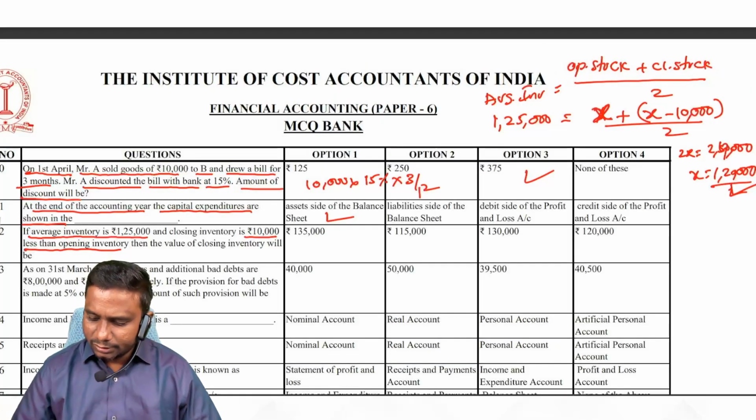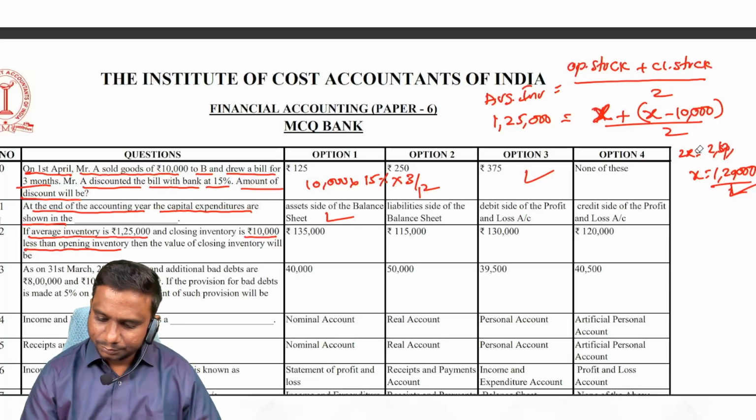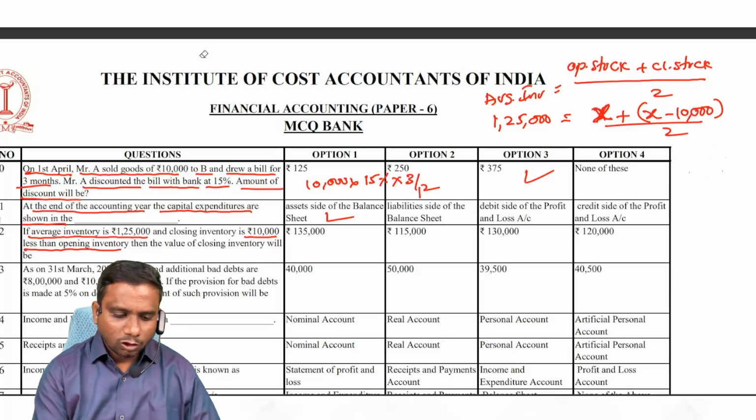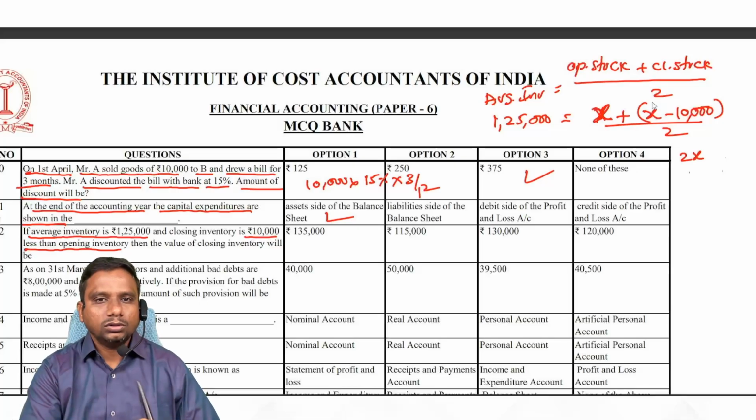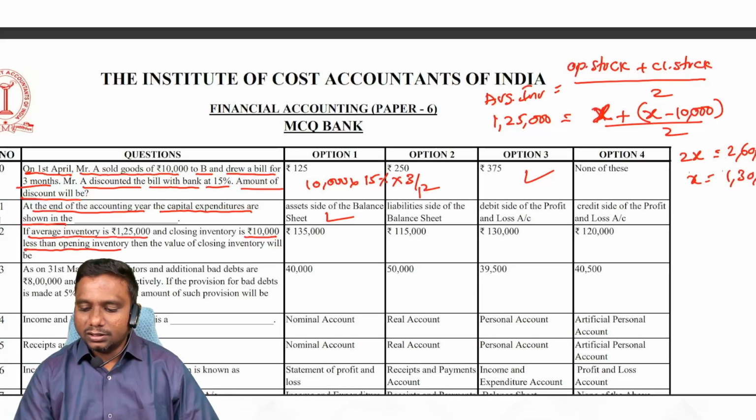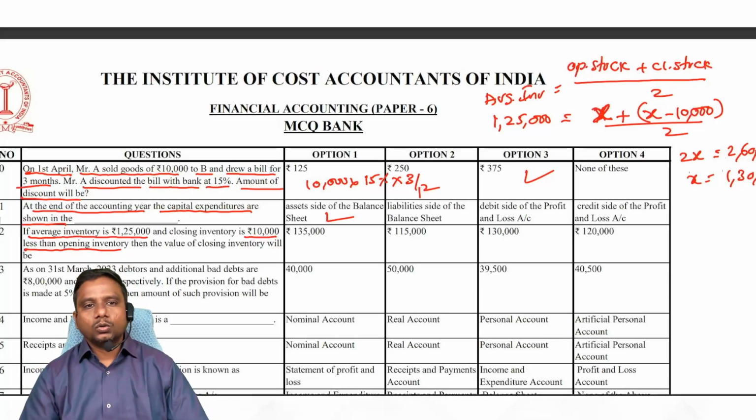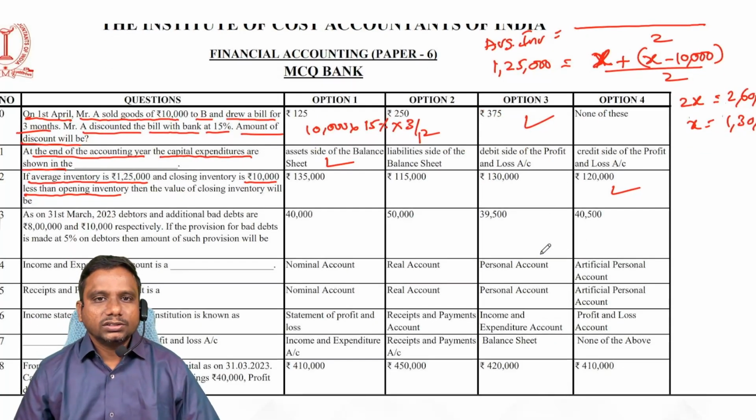Yes, look here, students. A small mistake happened. How much do we get? X plus x, 2x, is 2 into 1,25,000, 2,50,000, and the difference is 10,000, so we get 2,60,000. Then x is equal to 1,30,000. X is the opening inventory. Closing inventory is 10,000 less than opening inventory. So what is our answer? 1,20,000. Is it clear, students? Next one.